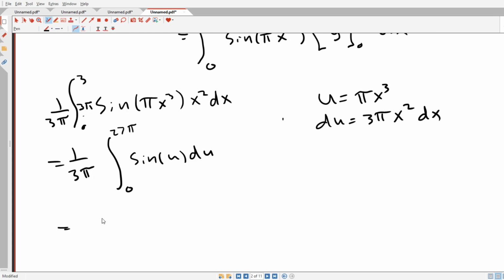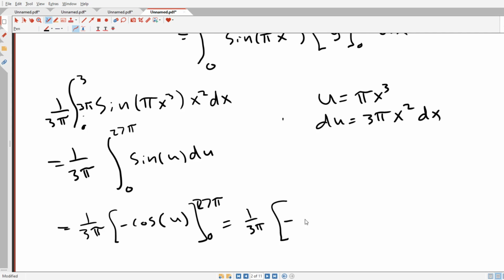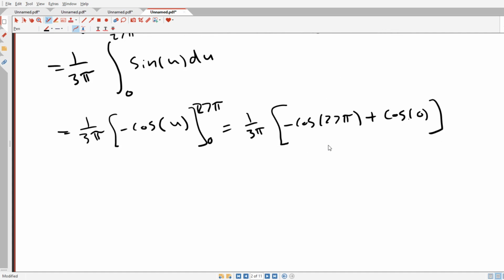And I just have sine of u du. Okay, so integrate, we have 1 over 3 pi. The integral of sine is negative cosine from 0 to 27 pi. So that's 1 over 3 pi times minus cosine of 27 pi minus cosine of 0. That I know is 1. Okay, so cosine of 27 pi.